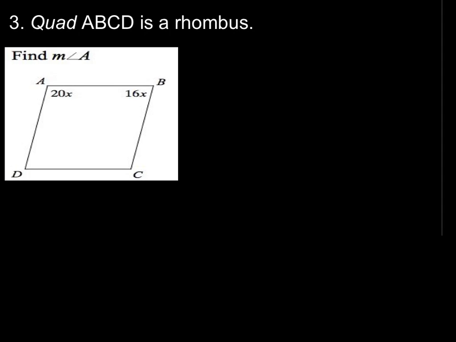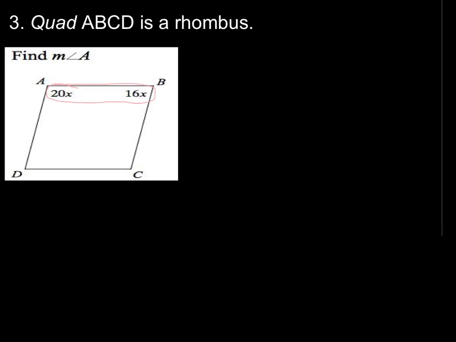Okay, so this property that we're going to use is a property that states that consecutive angles are supplementary. And remember, supplementary means that you have two angles that add up to 180 degrees. So these two angles are consecutive angles. And another example of consecutive angles would be angles A and D, also angles B and C, D and C, and our example here A and B.